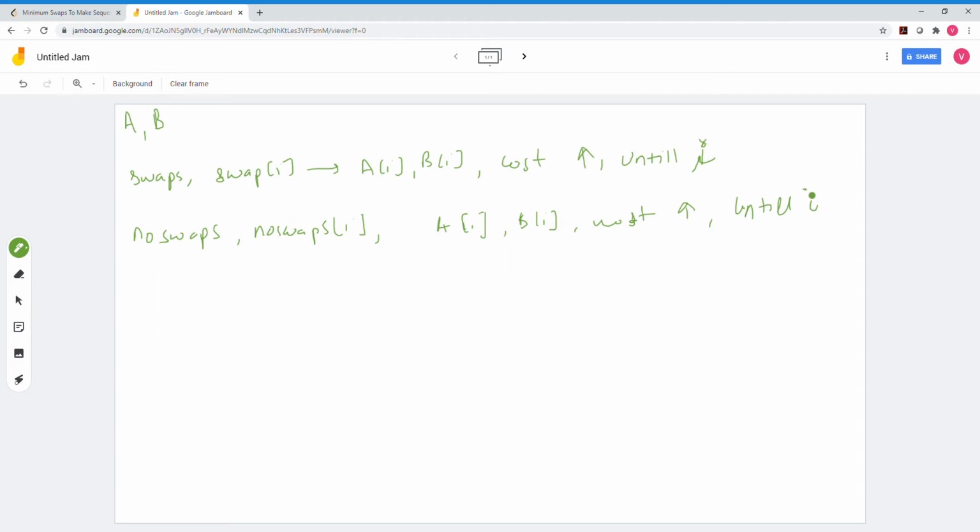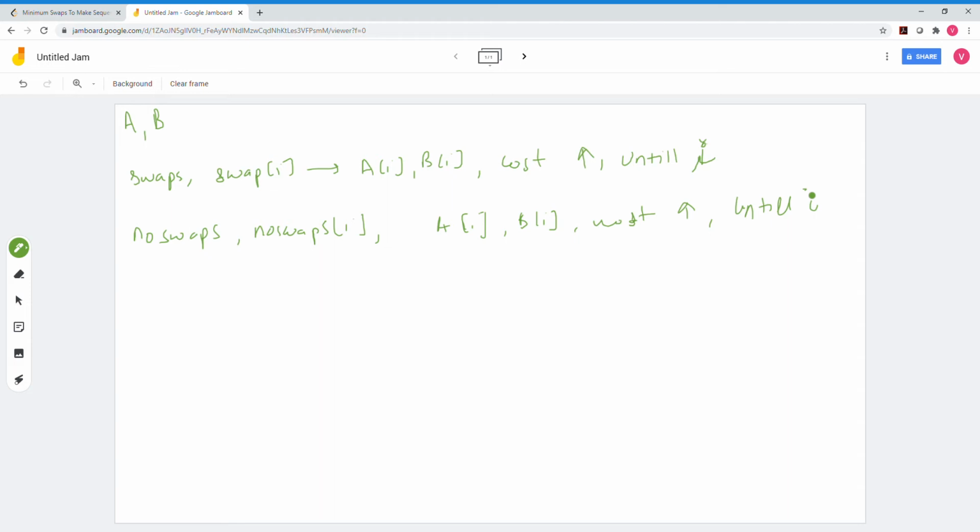So these are the prerequisites to understand the approach I will be explaining ahead. Let me just lay some more emphasis on it. Swaps is an array. Swaps of I represents the cost to make the array increasing until the index I, and there will be a swap at the ith index, that is A of I and B of I will be swapped. No swaps is another array. No swaps of I represents the cost to make the array strictly increasing until the ith index, such that there is no swap at the ith index, that is A of I and B of I will not be swapped. So I think the prerequisites are pretty much clear.